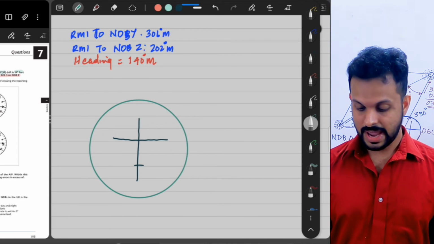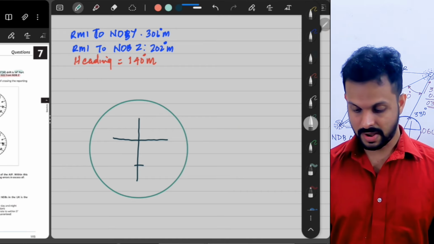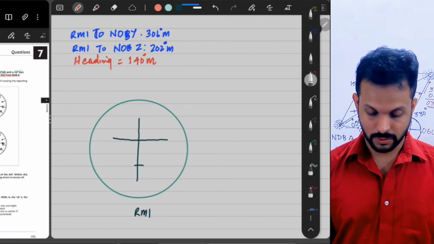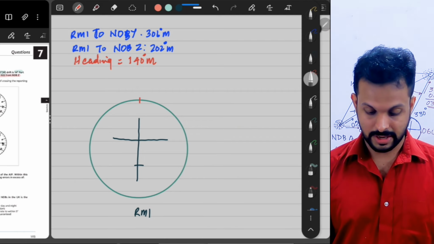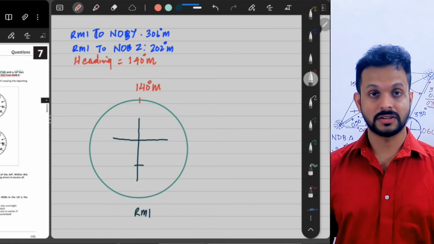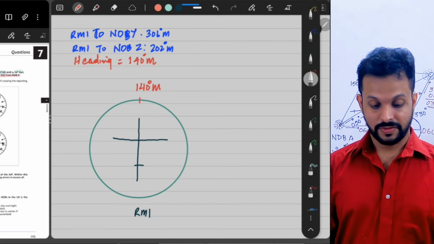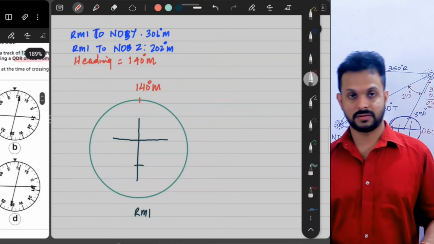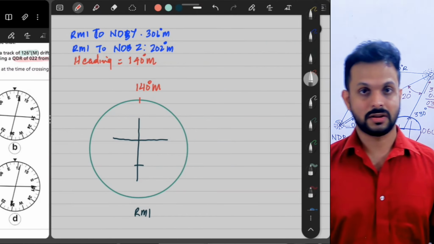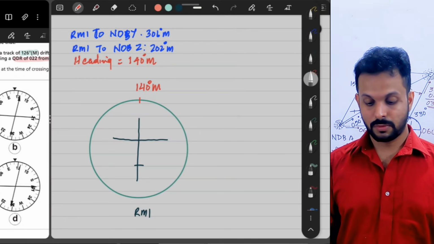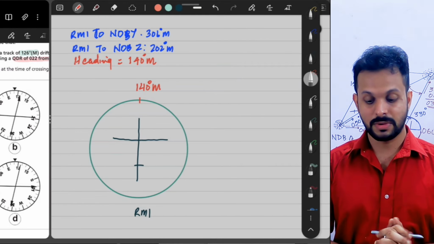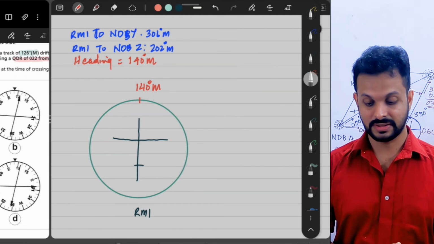Yes, so this being an ADF RMI, the head is going to be the heading, which is 140 degrees magnetic. So out of the options, you first have to look for an option where the heading is 140. Let's keep the options a bit enlarged for you to conveniently compare, but at the moment let's draw this diagram. Heading is 140. Next, the RMI to NDB Y is 306 degrees magnetic.